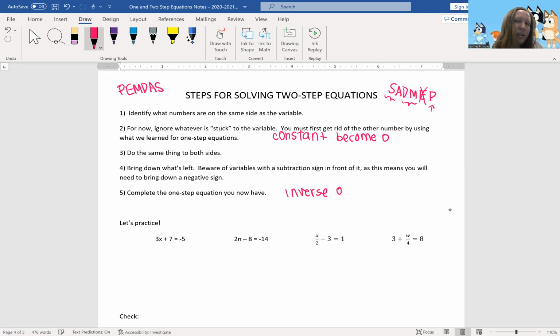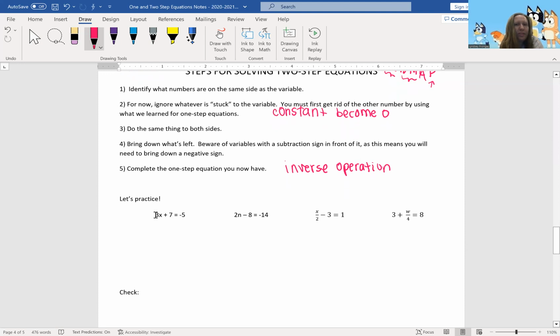Okay, so let's try a couple of these together. We have 3x plus 7 equal to -5. Constant first, or if you want to think about it, that 3 is really stuck to that x right now, so I can't touch it yet. Between the 3 and the 7, which are the numbers on the same side of our x, we need to get rid of that 7 first. So I'm going to draw my wall. The way we get rid of a plus 7 is by subtracting 7. Whatever you do to one side, you do to the other side.